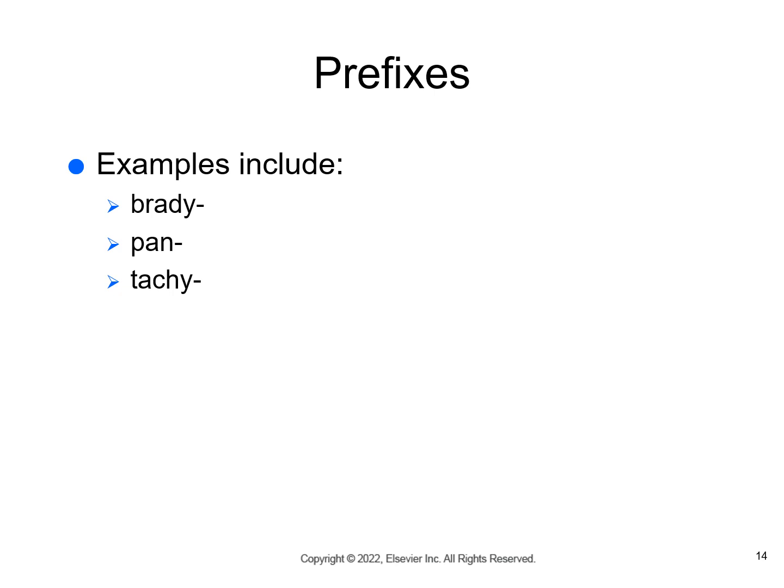And again, we see some prefixes here that we have seen previously, but Brady means slow. Pan means all or total. And tachy means rapid or fast.